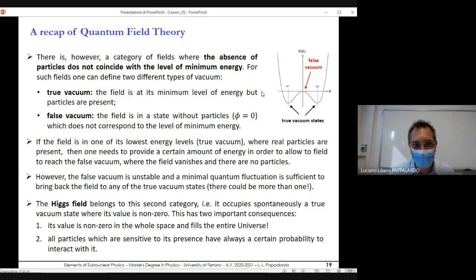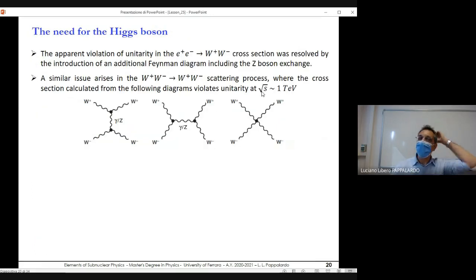Now, this was about quantum field theory. Now we will make use of this, of course. From the physical point of view, why did people have to introduce the Higgs boson in the theory? Before the origin of the mass, there was another fundamental problem that had to be solved even before. And the problem is similar to the one that we already discussed about the introduction of the neutral currents. If you remember, the neutral currents were introduced because the W plus W minus production process was violating unitarity.